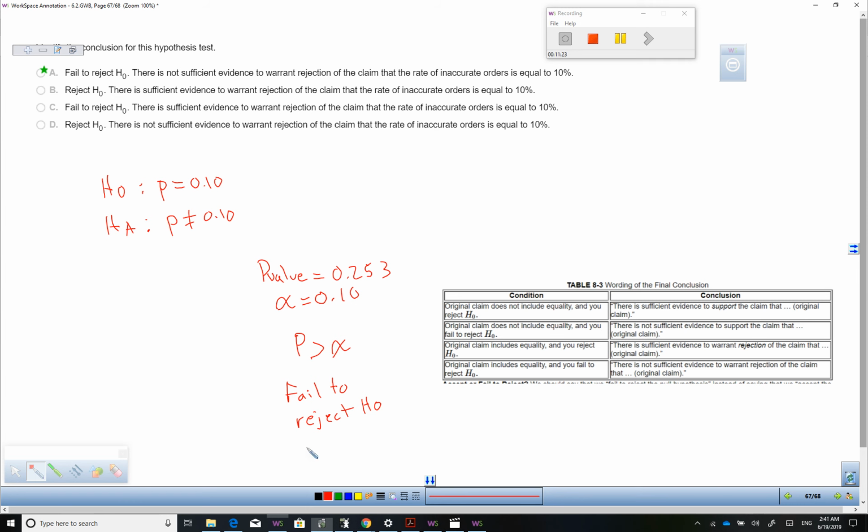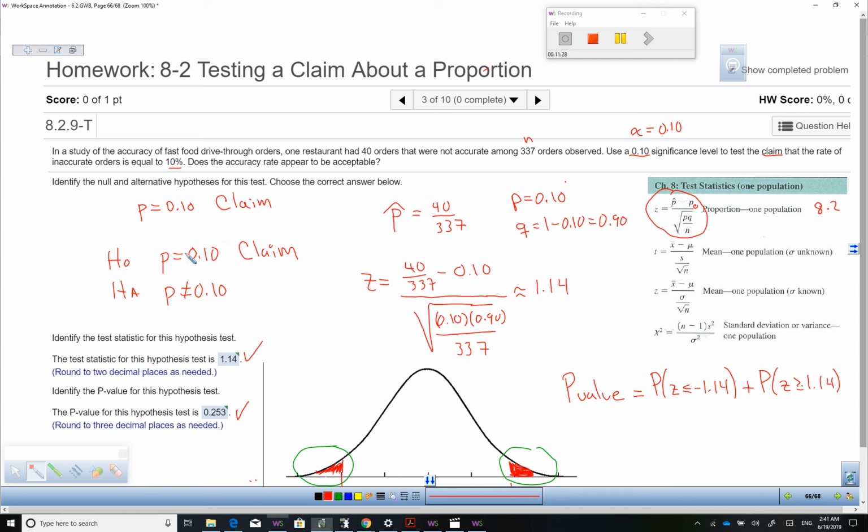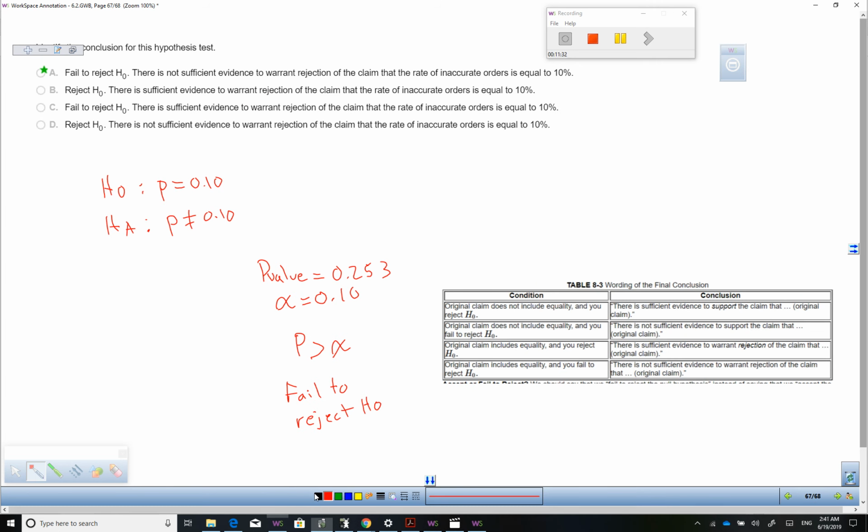And the claim, if you read the problem, the claim is on the equality, on the null hypothesis. So the claim is here. So the original claim includes equality, and you fail to reject is this part right here. Okay, original claim includes equality is right here, and you fail to reject. This is the way you word the conclusion.